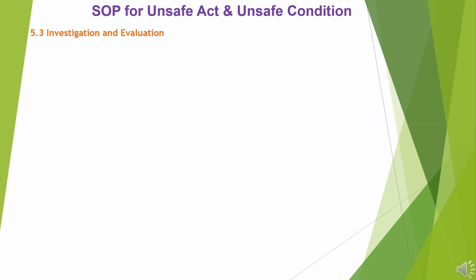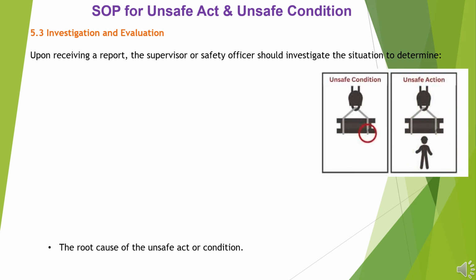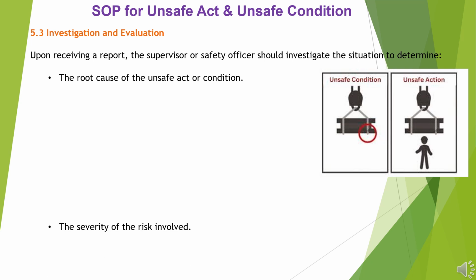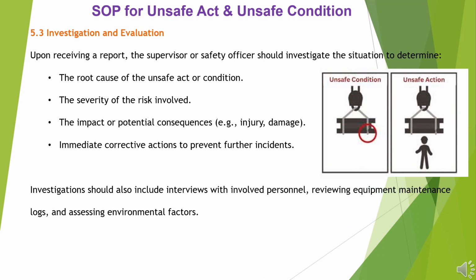5.3 Investigation and evaluation. Upon receiving a report, the supervisor or safety officer should investigate the situation to determine the root cause of the unsafe act or condition, the severity of the risk involved, the impact or potential consequences, e.g., injury, damage, immediate corrective actions to prevent further incidents. Investigations should also include interviews with involved personnel, reviewing equipment maintenance logs, and assessing environmental factors.